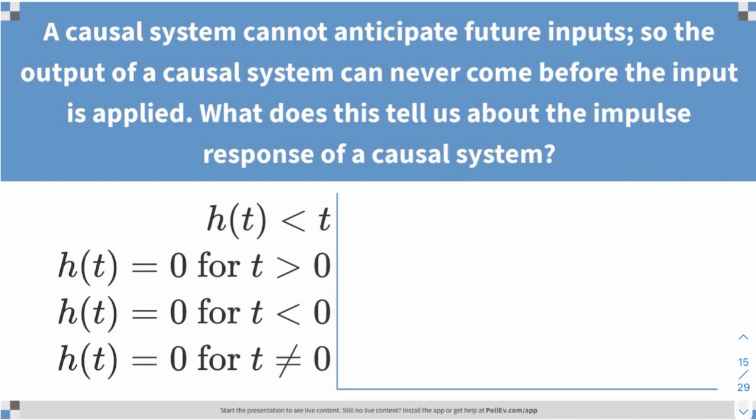And another one of these silly questions. If this was a lecture, this kind of question would be there to check if you were paying attention and to see whether or not I managed to make that point clearly. But I'll go through it nevertheless. A causal system cannot anticipate future inputs. So what does this tell us about the impulse response of a causal system? Well, we just said it means h of t needs to be 0 for all t less than 0. That is for a causal system.